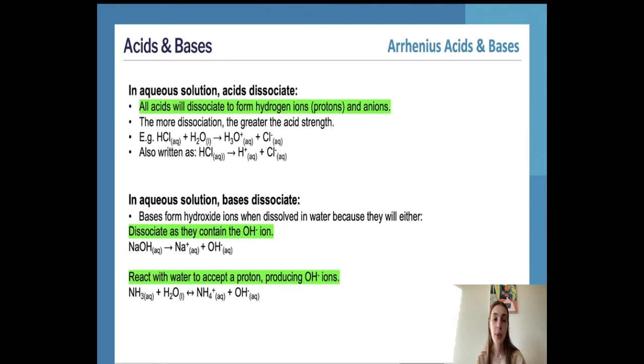And so ammonia, or NH3, is a weak base, and so it does not have a full extent of dissociation. So that's why we have a reversible arrow for the ammonia reaction, where the water is accepting a proton, because the reaction can be reversed to go back the other way since we don't have full extent of dissociation. Whereas sodium hydroxide has full dissociation because sodium hydroxide is a strong base.